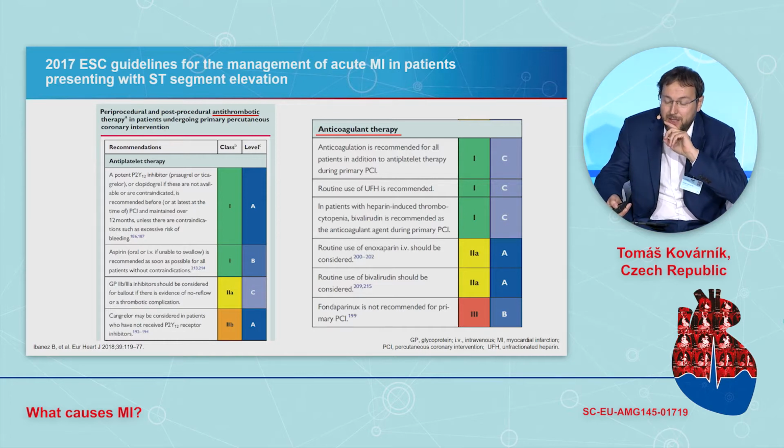And instead of a summary, this is a part of the guidelines. If you check each guideline for acute coronary syndrome, the first line is antithrombotic therapy. So antiaggregation therapy, anticoagulation therapy. So these guidelines confirm my statement that thrombosis is the most important pathophysiology mechanism of acute coronary syndrome.